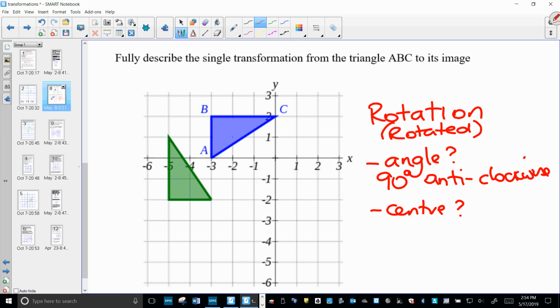Now there is a fancy pants way of finding the centre of rotation, but we are not going to go fancy pants, because even in year 11, I don't bother going fancy pants. I feel that it's easier to do what we're going to do next, and I want you to guess. So, how do we guess? Well, you're going to trace your blue shape on your tracing paper.